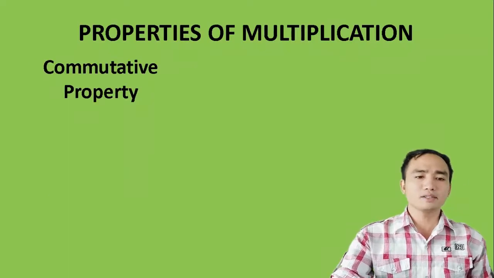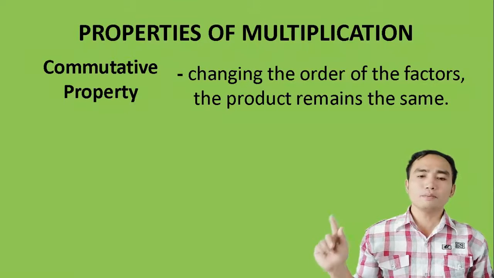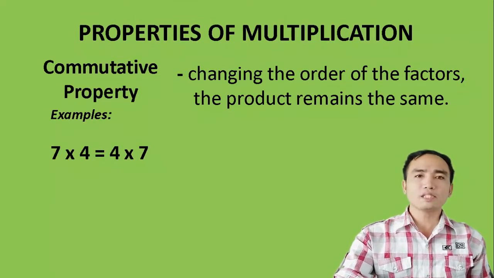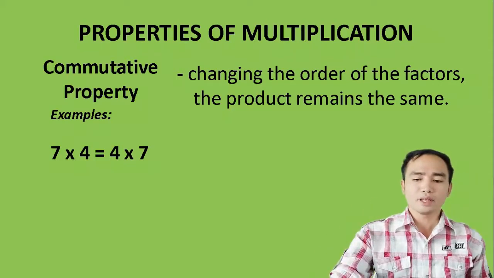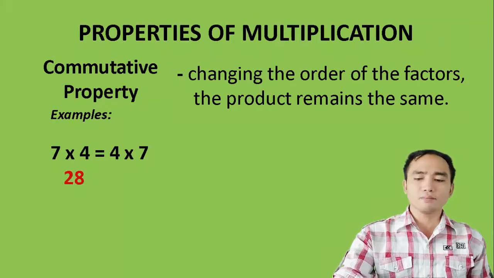Next property is called commutative property of multiplication. It states that changing the order of the factors, the product remains the same. Examples: 7 times 4 can be switched to 4 times 7. Here, the order does not matter. So if we are going to take the product of 7 and 4, the answer is 28. Also, the product of 4 times 7 is 28.